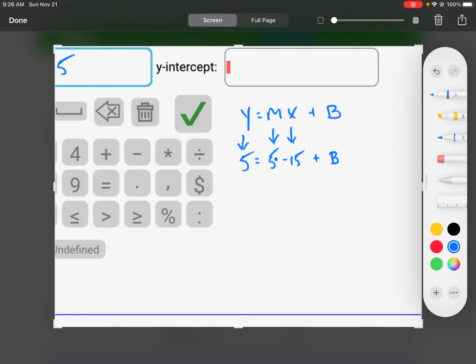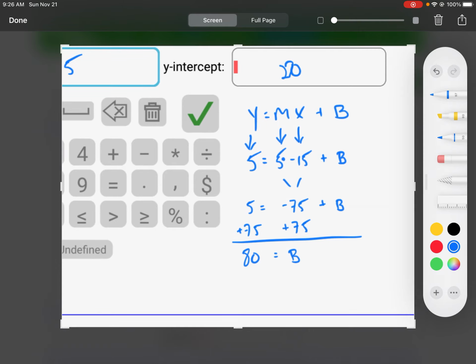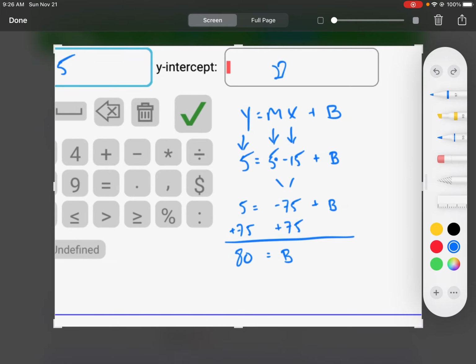So let's figure out what the b is. 5 times negative 15, if you need a calculator, go ahead and use it. It's negative 75. Everything else comes down. And now let's solve for b, right? So I need to get rid of the minus 75, so I'm going to add 75 to both sides. Some of you are going to do this step in your head. It's cool if you can do that. And I get b equals 80. That's my y-intercept. Let's write that a little bit neater.